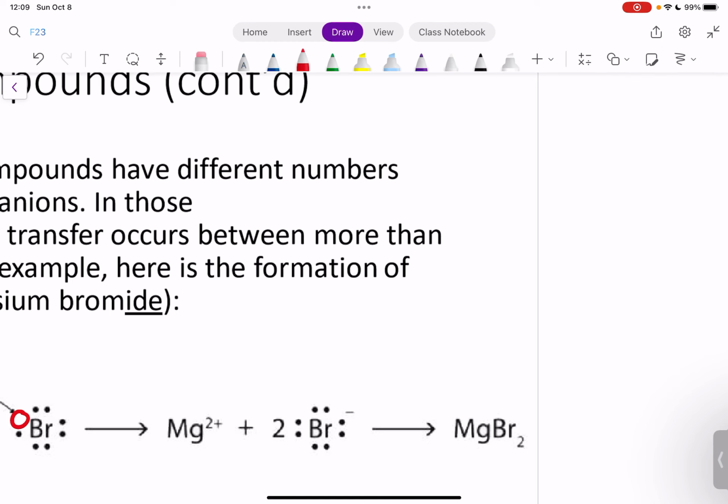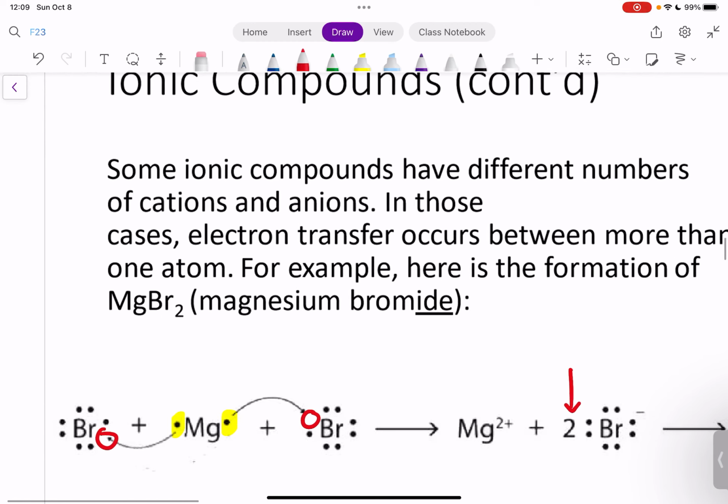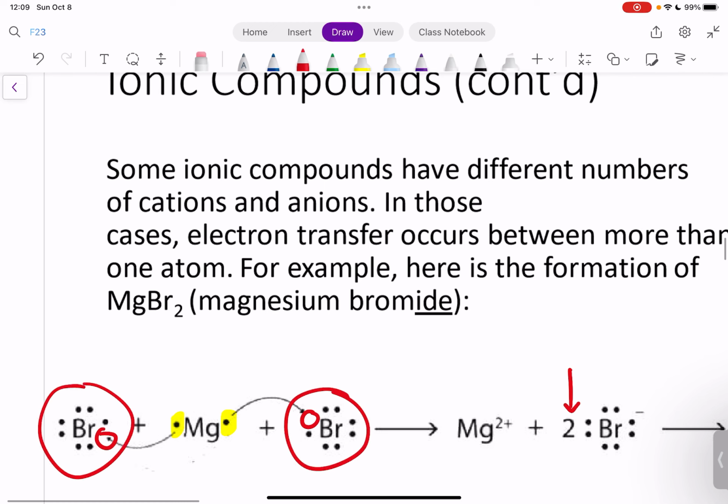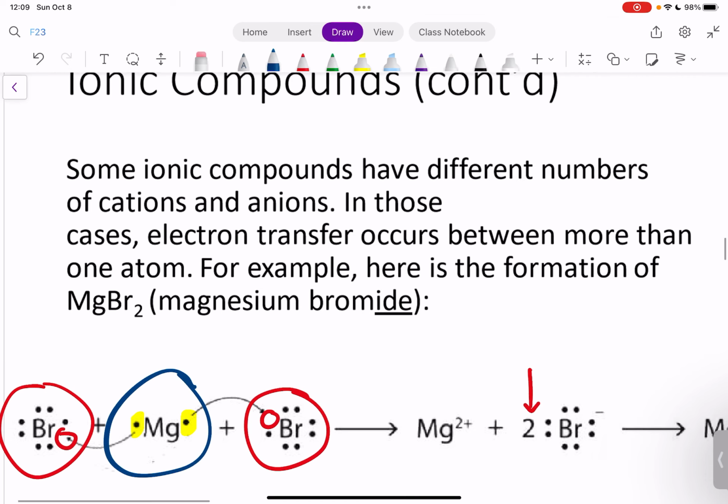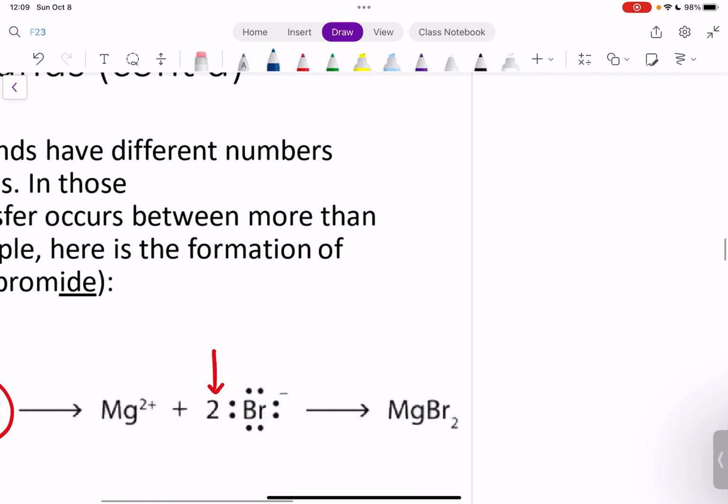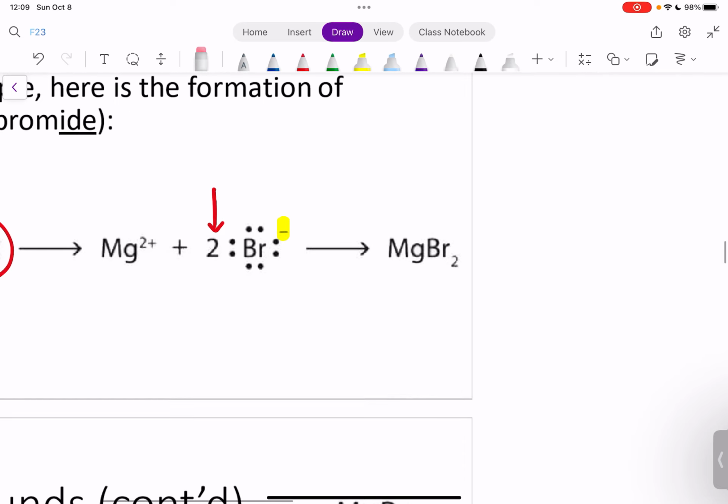And those bromines, remember we've got 2 of them. 2 bromines bonding with 1 magnesium. Actually, let's color code that a little bit. So 2 bromines bonding with 1 magnesium, and each bromine is going to have a negative charge, okay? So I'm just going to represent the next bromine here because I kind of want to draw it out for you.